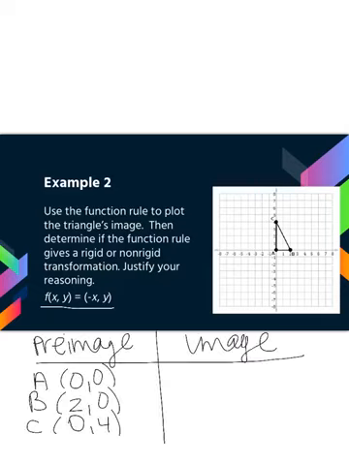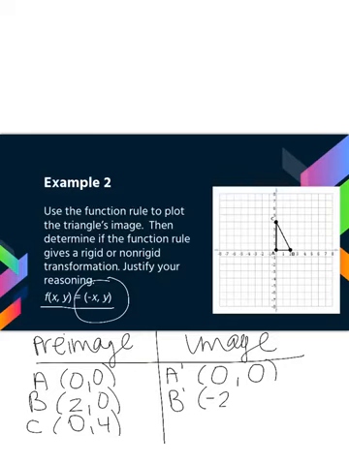Looking at the coordinate (0, 0) for A, I know that the coordinates for A prime are found by using the function rule right here that says (negative x, y), right? So we're going to take our x value and find the opposite of it, but the opposite of 0 is still 0. And then we're going to keep the same y value, so that's still 0. For B prime, we have 2 for the x value, so now we have to do the opposite of that. So our x value for B prime is negative 2, and we keep the same y value. For C prime, the opposite of 0, well, that's still 0. And then y, we're keeping it the same, so it's (0, 4).